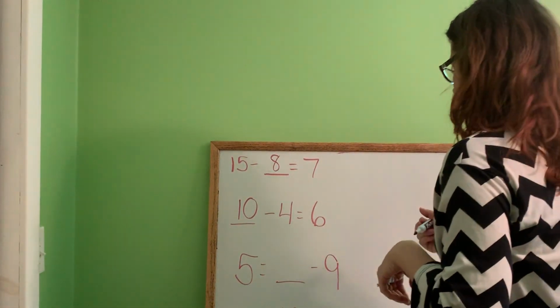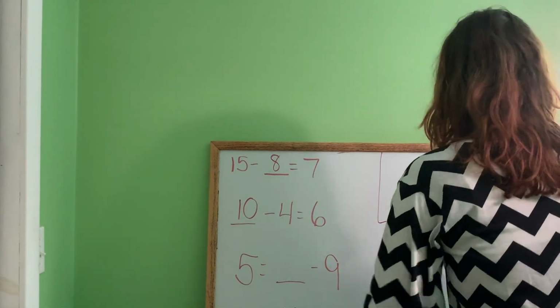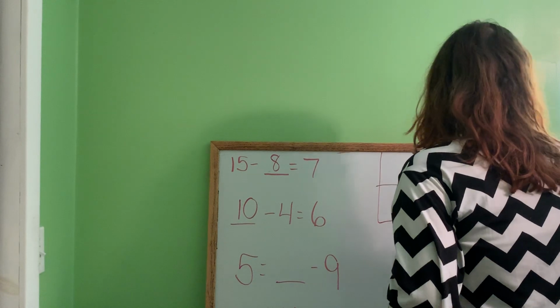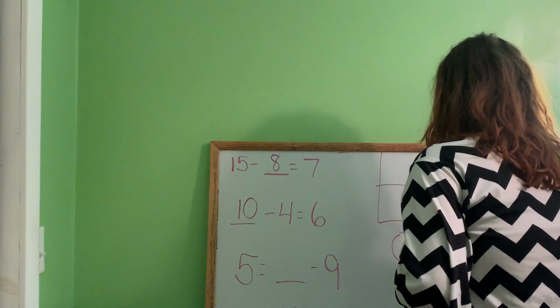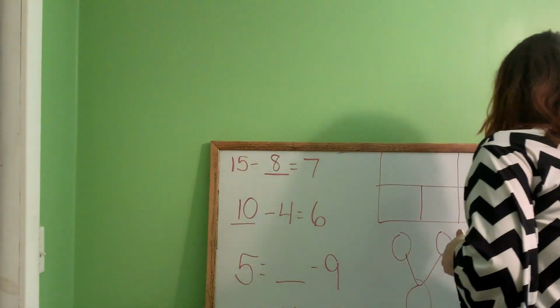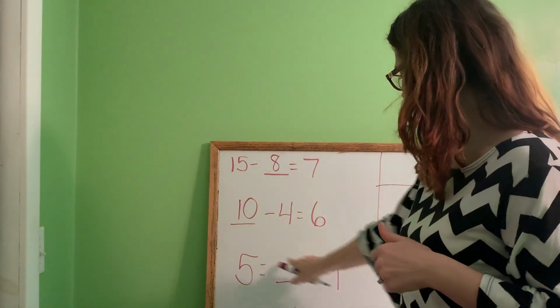So let's look at this one. Here we have 5 equals blank minus 9. Now, a lot of students still get a little bit confused on a problem like this when it is set up this way.